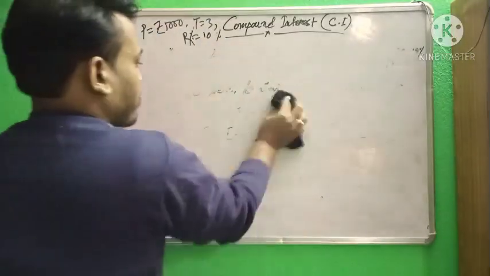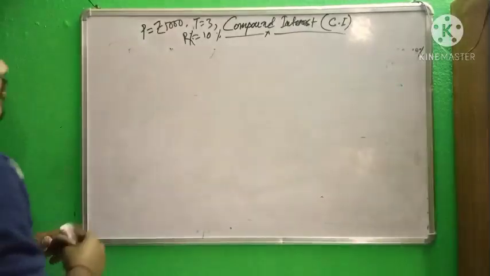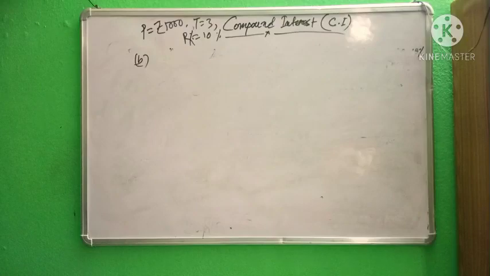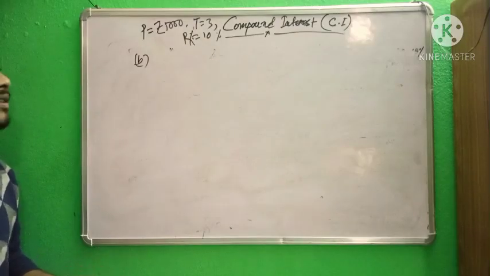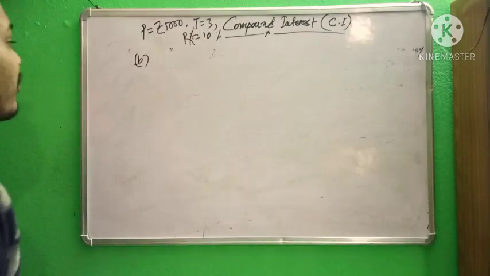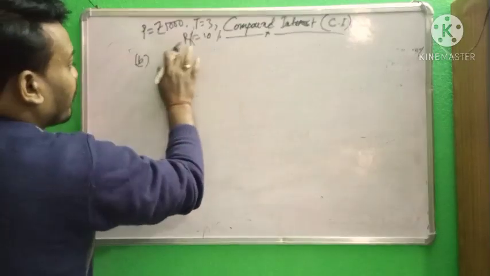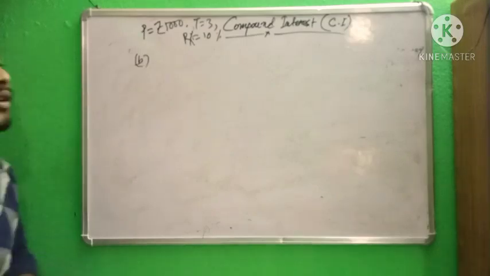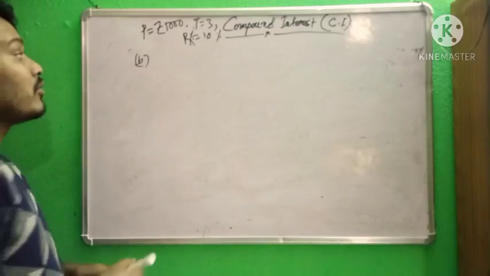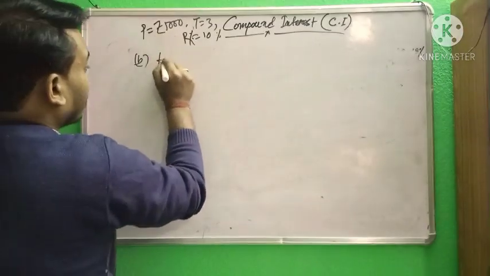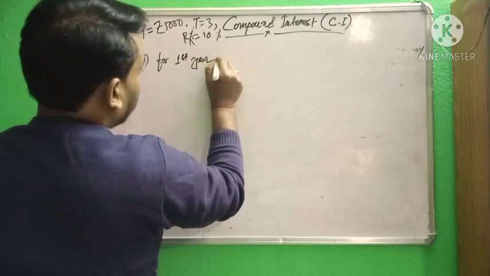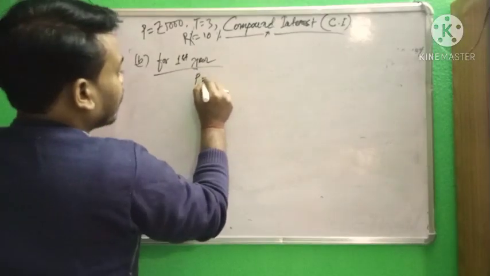For compound interest, what is the amount if the interest payable is compound interest? In case of compound interest, note that the interest is calculated on the amount. So in the first year, P equals the principal, that means the amount.